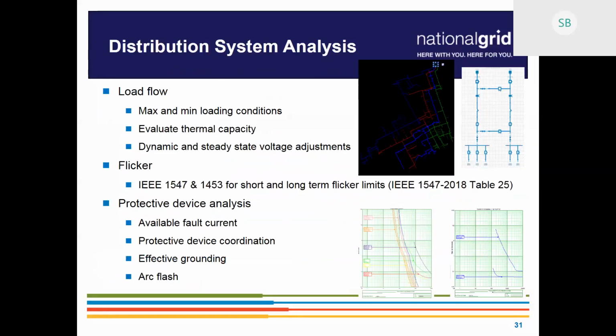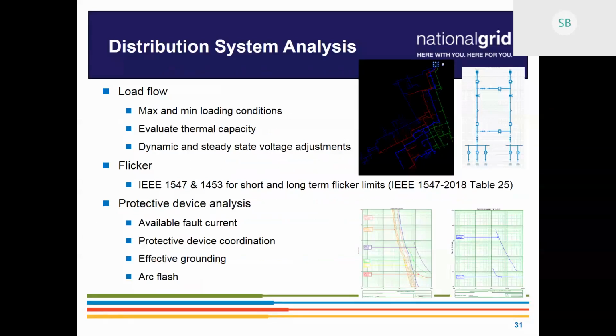So like I mentioned up front, the couple different analysis buckets that we have: load flow, which is the steady state analysis, and our protected device analysis. With load flow, we look at both the maximum and minimum loading conditions, assuming full output from the DG. And we evaluate the thermal capacity on the line. So we're looking at thermal rating of the feeders, limiting elements on the feeders, as well as the substation. So looking at the ratings of the transformers and even backfeed up through the transmission system, which will be talked about in a couple slides from now.